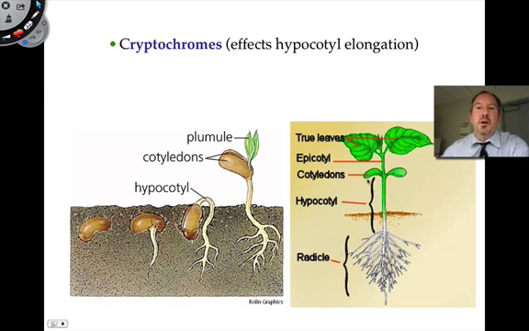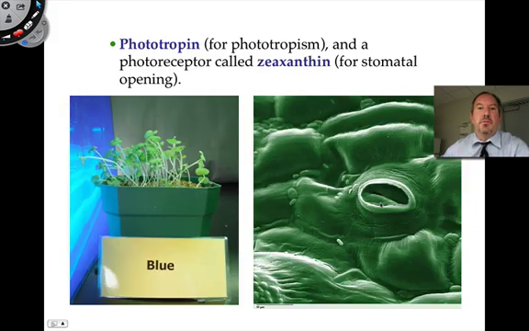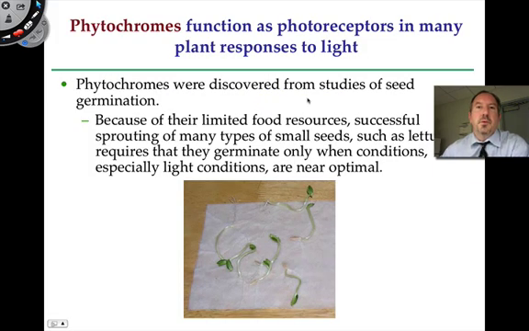And so as it turns out, these cryptochromes, or blue light receptors, can affect hypocotyl elongation. The hypocotyl, hypo, remember, means below, the cotyledons, and epi is upon. It can affect that. That's one of the physiological effects of the blue light receptors. As I mentioned before, the blue light receptors can also affect phototropism. They can also help to regulate the opening and closing of the stomata. And so the red light ones are called phytochromes.